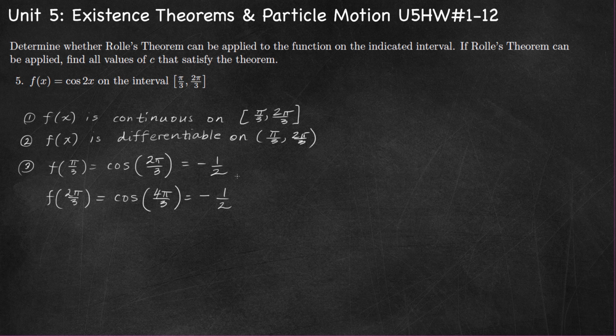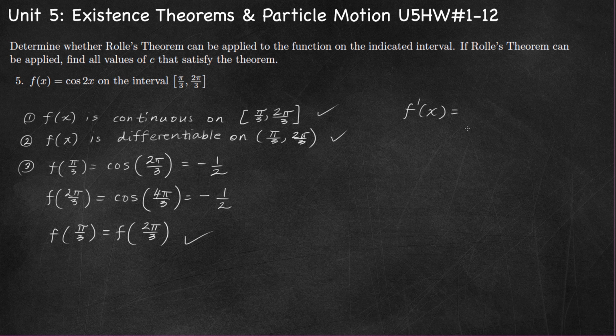The value of the function at each of these endpoints is the same, so we have f of pi over 3 equals f of 2 pi over 3. Good, so I'm glad we finally see an example where they're not both equal to 0, because again, they don't have to be equal to 0, they just have to be equal to each other. So we've satisfied those conditions, and now we can find the value of c by letting our derivative equal 0 and solving. So f prime of x equals the derivative of cosine 2x.